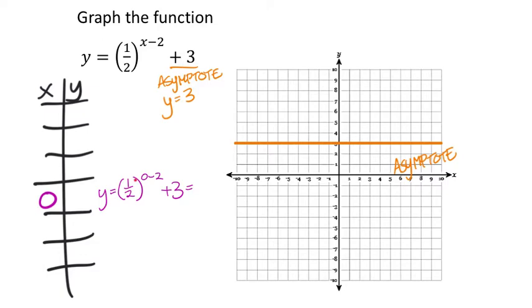again, you're going to need parentheses around your 1/2 to the power of 0 minus 2 plus 3. I get 7. So this is an ordered pair, 0, 7, right? And I can go to my graph now. X is 0, y is 7. That's my y-intercept.